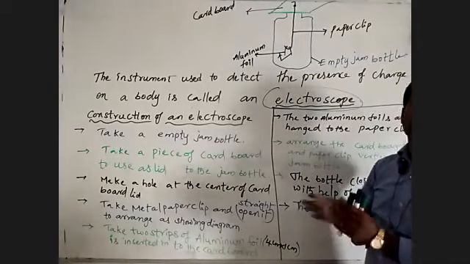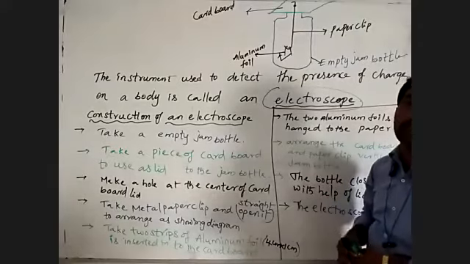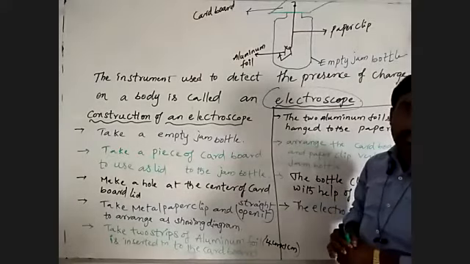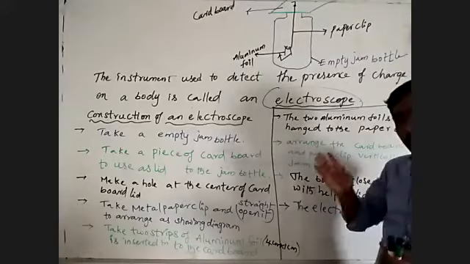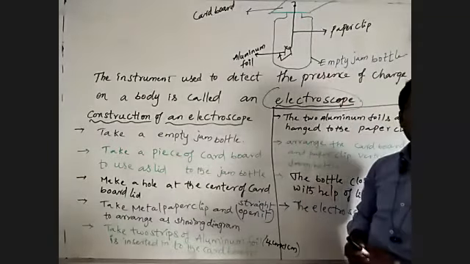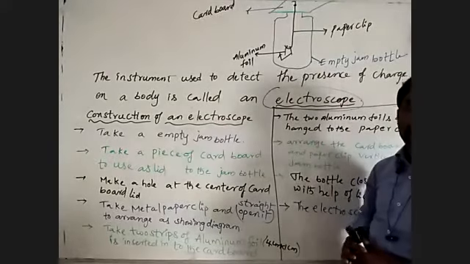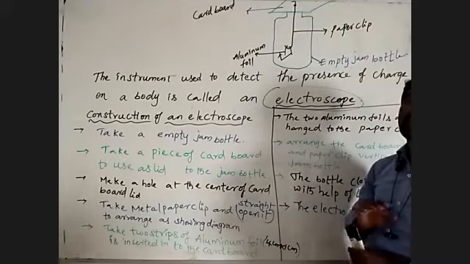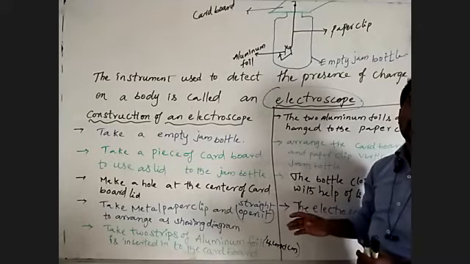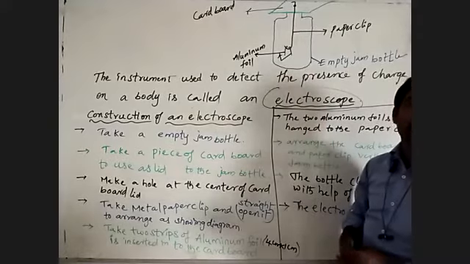By that, we can observe those two aluminum foils will move away from each other. If there is no interaction between the aluminum foils, we can say that the body is not charged, because there is no reaction between the aluminum foils. If it is charged, what happens?